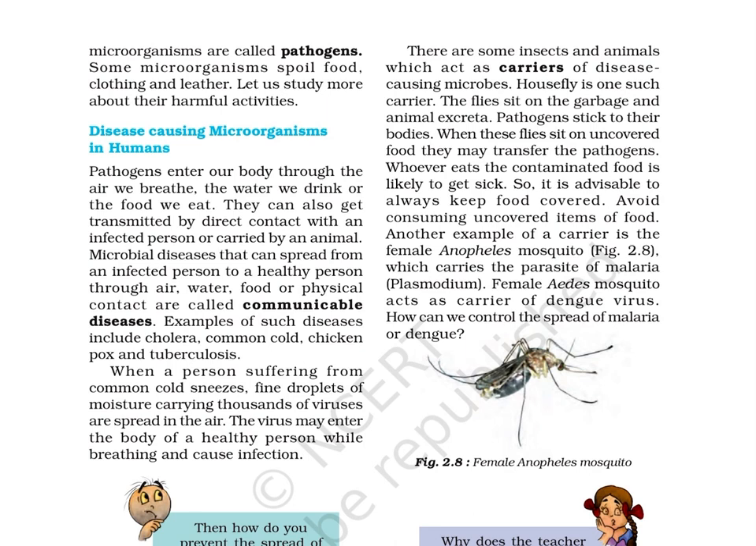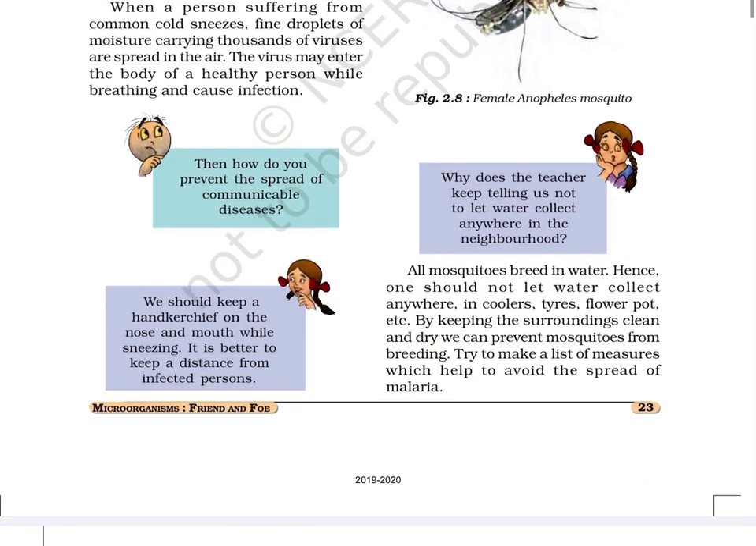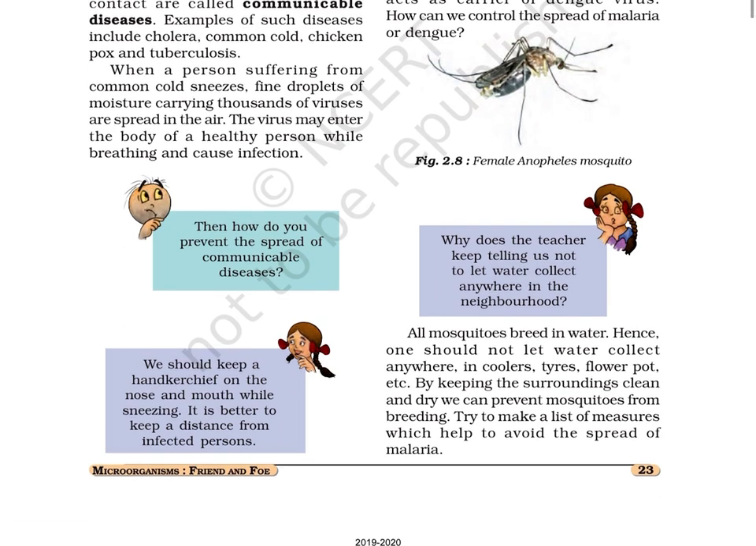Paheli asks, "Why does the teacher keep telling us not to let water collect anywhere in the neighborhood?" All mosquitoes breed in water. Hence, one should not let water collect anywhere, in coolers, tires, flower pot, etc. By keeping the surroundings clean and dry, we can prevent mosquitoes from breeding. Try to make a list of measures which help to avoid the spread of malaria.